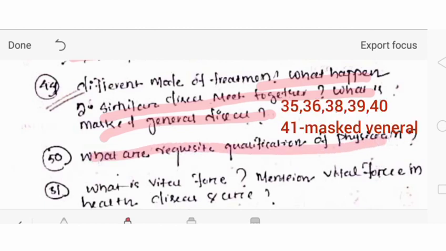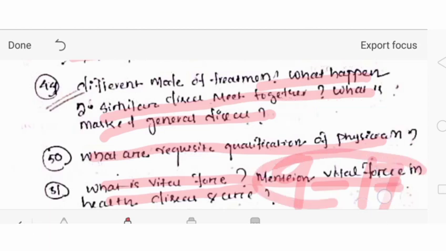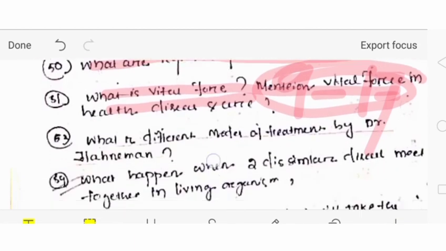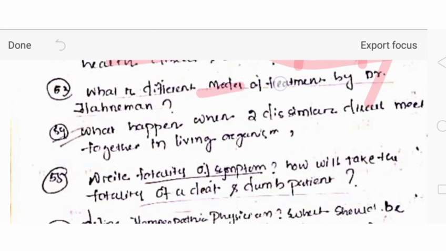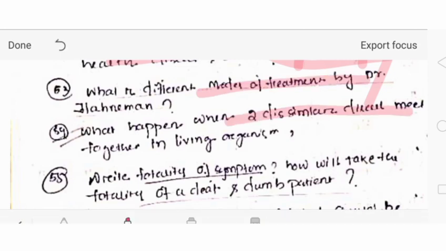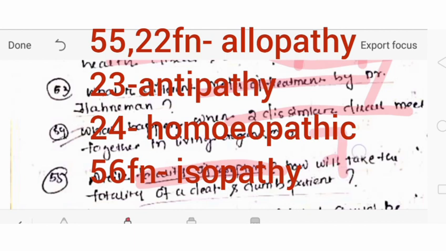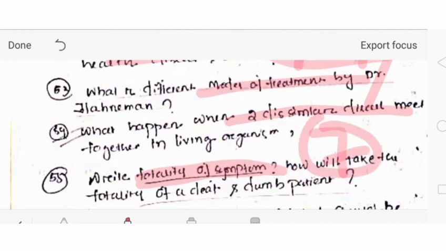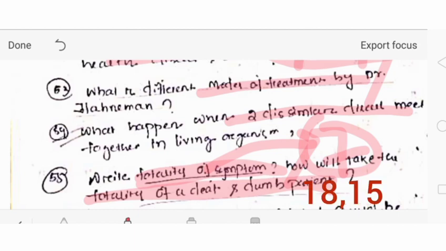What is the requisite qualification of a physician? Before, I told 83. What is vital force, disease and cure, aphorisms 9 to 17. Up to 17, you should write all those aphorisms with their important points. What discriminates aphorism 1 from aphorism 2, aphorism 9 from aphorism 10, you should write it. Then lastly, the different modes of treatment by doctor we discussed. Then two dissimilar diseases, and totality of symptom. From aphorism 7 you will find the definition of totality of symptom, and the totality of symptom of a clear dumb patient, the hypochondriac and indolent patient, that is aphorisms 96, 97.